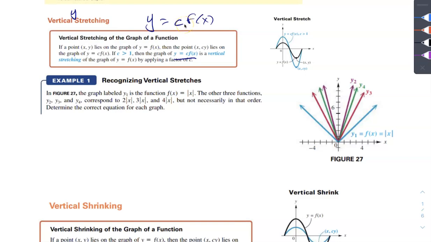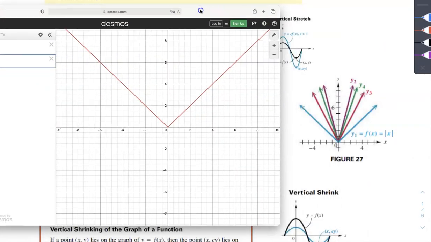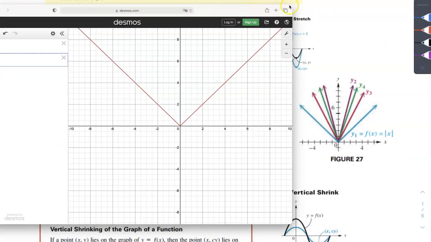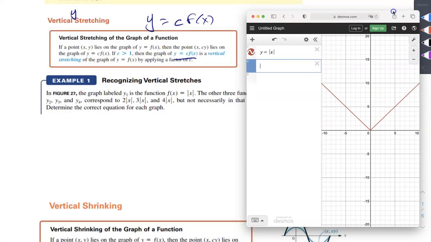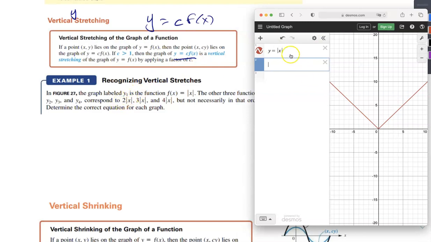So it's kind of like slope. It multiplies all the y values by that number. So it stretches it vertically. So right here we're going to see what it does using absolute value. So I'm bringing out the decimals to try to see this. Let me make that a little bit smaller. And we want to graph absolute value, done.